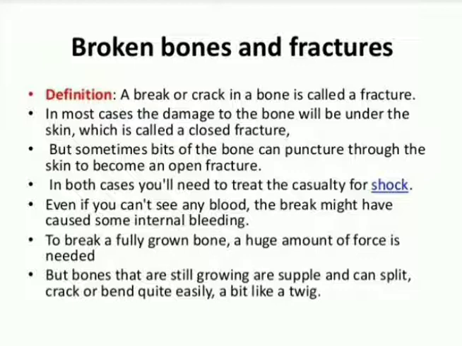An open fracture is one that extends through the skin and mucous membrane, and a closed fracture does not communicate with the outside area. In most cases, the damage to the bone will be under the skin, which is called a closed fracture. But sometimes bits of the bone can puncture through the skin to become an open fracture. And even if you can't see any blood, the break might have caused some internal bleeding.